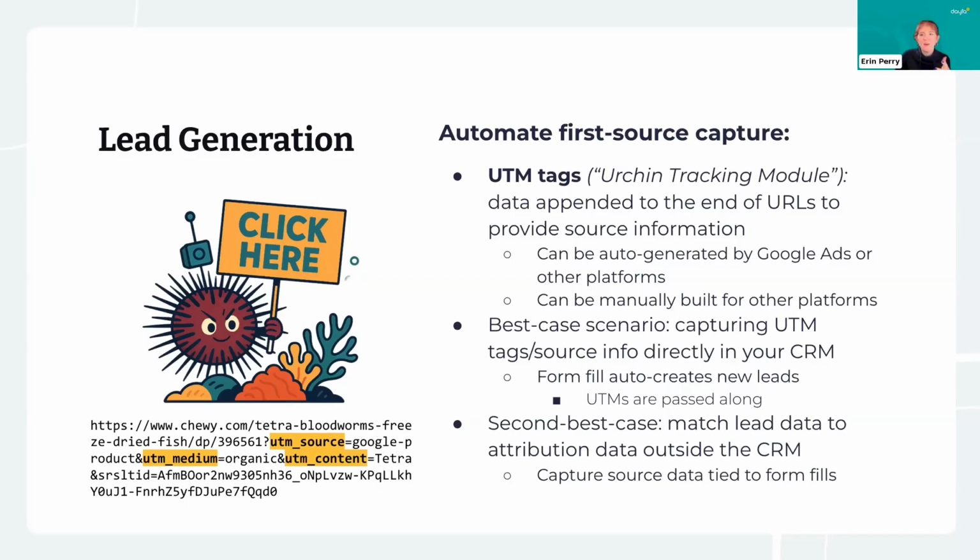That's step one. Once you've got the UTMs in your campaign URLs, then you've got to capture that data on the other end whenever you get a new lead. The best case scenario is capturing that UTM data within your CRM. So some CRMs like HubSpot will automatically capture this data if they're set up correctly. Other CRMs might involve more manual setup and some level of integration with your website forms in order to capture UTMs.